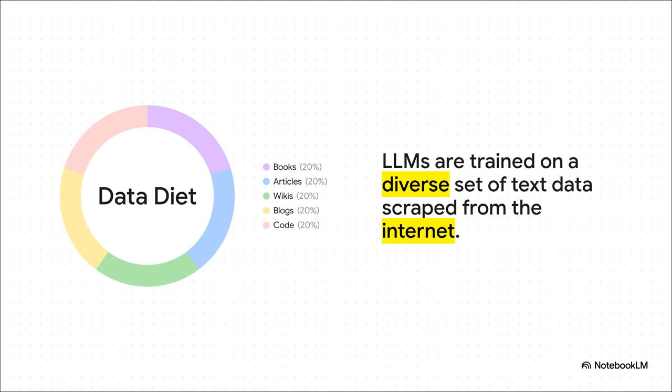So what's on this AI's reading list? Well, essentially, a giant slice of the internet. This is its entire diet of information. We're talking a huge mix of stuff. Books, articles, Wikipedia, blogs, and even tons and tons of computer code. The whole idea is to just soak the model in as many high-quality examples of language as we possibly can.